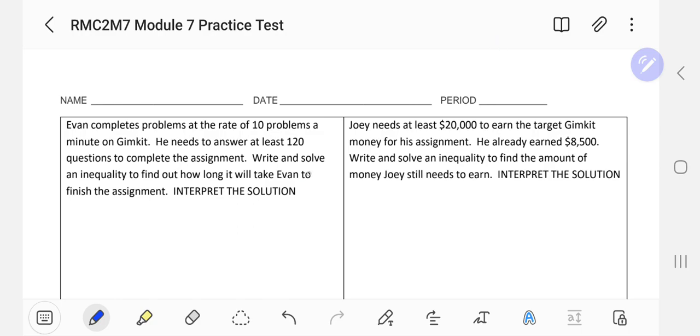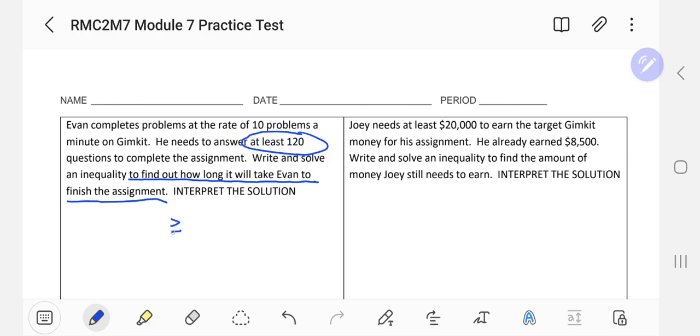All right, well, let's see. We need to write and solve an inequality to find out how long it will take Evan to finish the assignment. Sorry for those noises in the background. I guess my son had something caught in his throat.